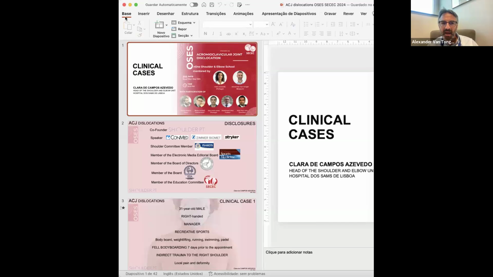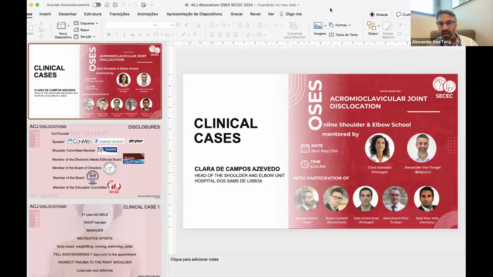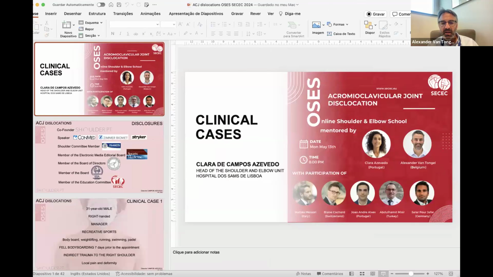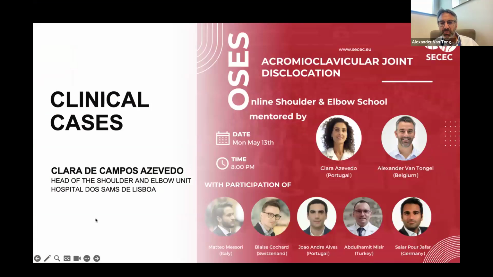So for me, I don't see that much indication for an MRI for an AC instability. For me, it's really a clinical diagnosis, and I don't clearly have a different type of treatment protocol if I would see some other lesions on the MRI concerning the trapezoid or the conoid ligament. For me, it's really a clinical diagnosis. So MRI is not that important.